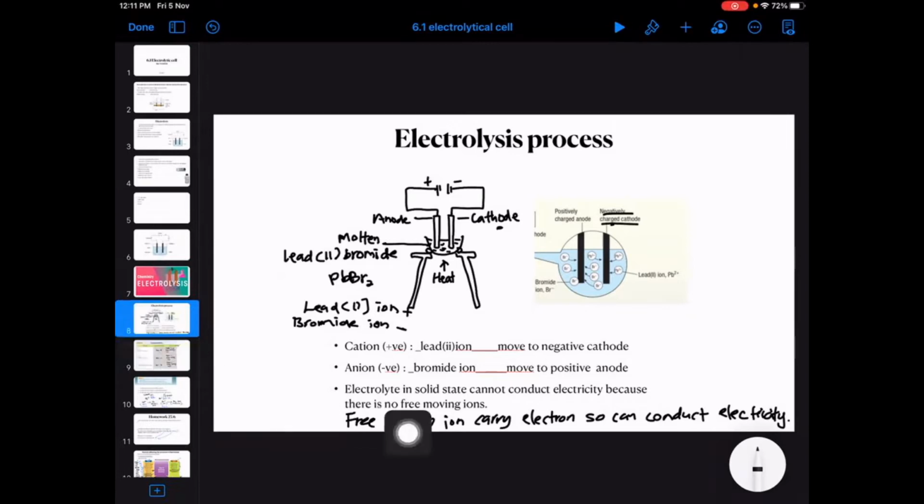However, an electrolyte in solid state cannot conduct electricity. It cannot conduct electricity because there are no free moving ions. Solid lead bromide cannot conduct electricity because the lead ion and bromide ion are in a solid state, so they cannot move. Because they cannot move, they cannot be attracted to the anode and cathode, so there is no reaction. So very important: when the question asks why solid state cannot conduct electricity, why in solid state there is no reaction, because there is no free moving ion.